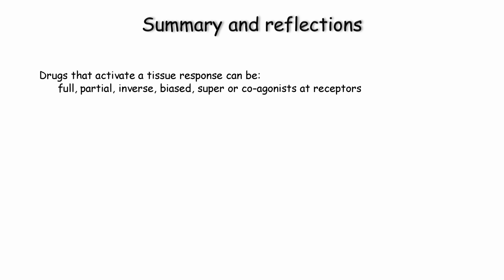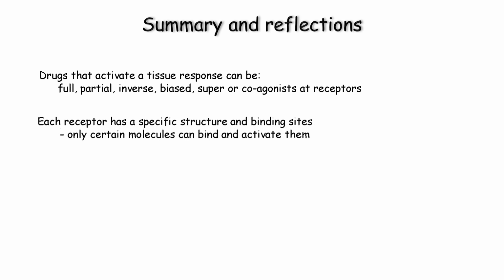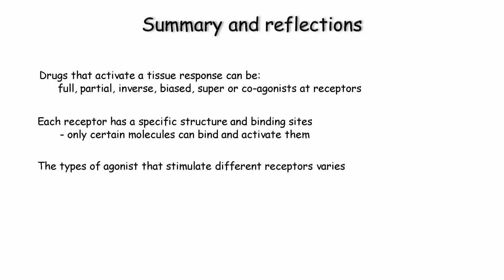You now know the basic properties of drugs that act as agonists at receptors to initiate a biological response. They can be full, partial, inverse, biased, super or co-agonists. Each receptor has a specific structure and agonist binding sites, so only certain agonists can bind to and activate them. The types of agonists that can stimulate a given receptor varies.